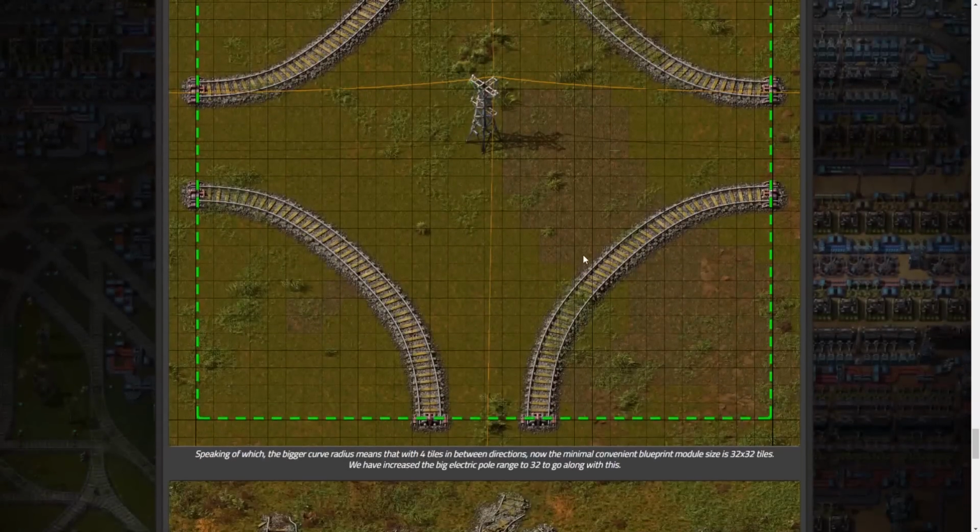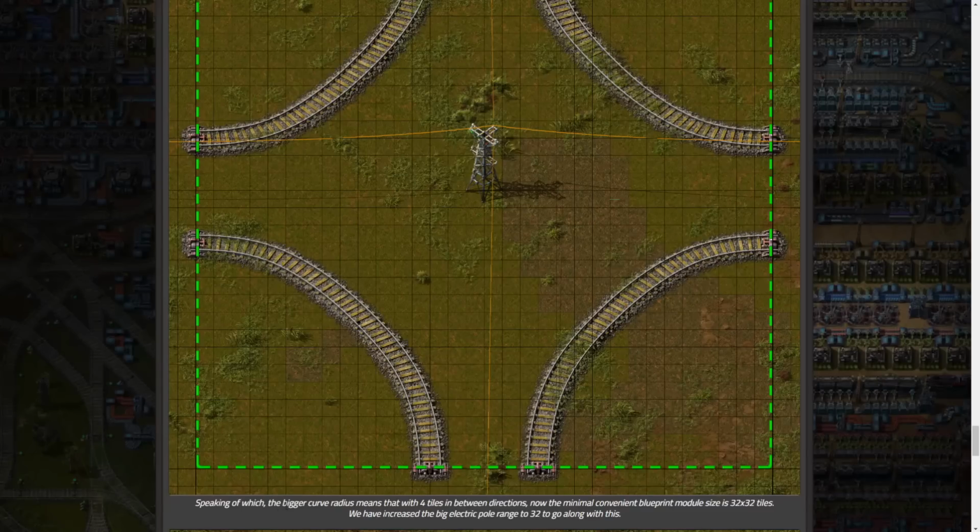And then we come down here, and they say, speaking of which, the bigger curve radius means that we have 4 tiles in between directions. Now the minimal convenient blueprint module size is 32 by 32 tiles. So they've increased the big electric pole range to 32 to go along with this. And this is that hidden gem I was talking about.